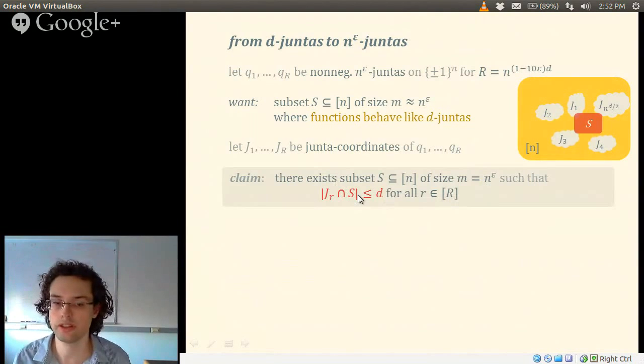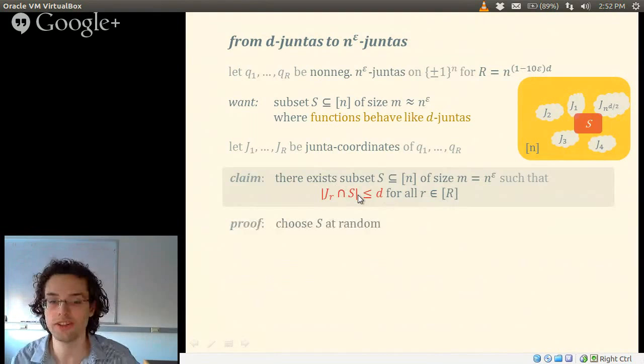That will show that there's no difference between n to the epsilon juntas and d juntas. Now, how do we come up with this set S? It's sort of clear how you want to choose it. You want to choose it at random. This will make it very unlikely that you have a large intersection with these sets.